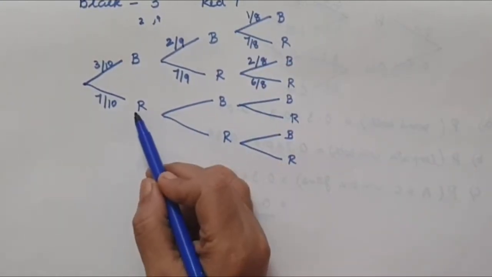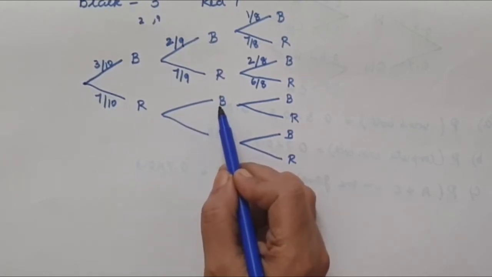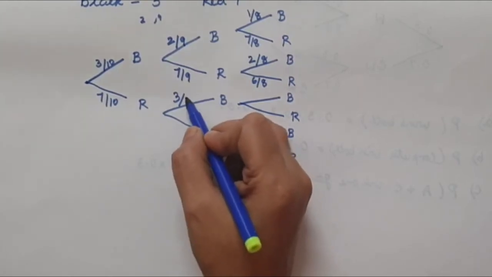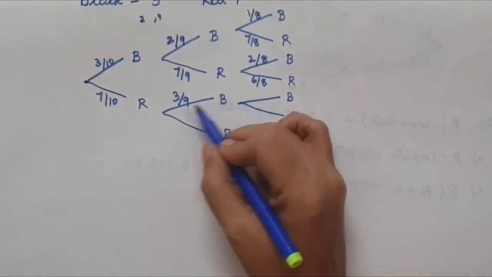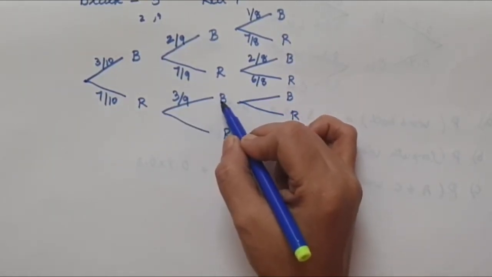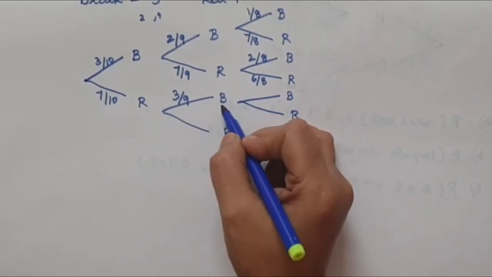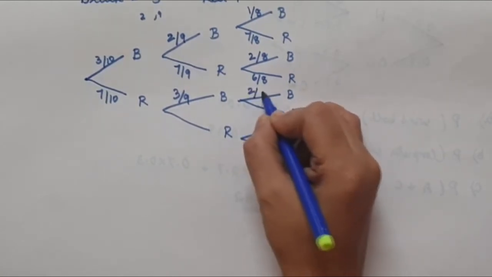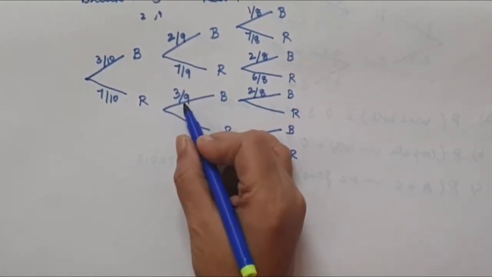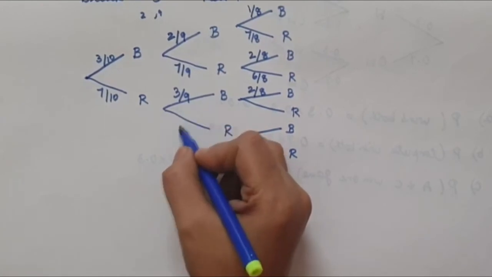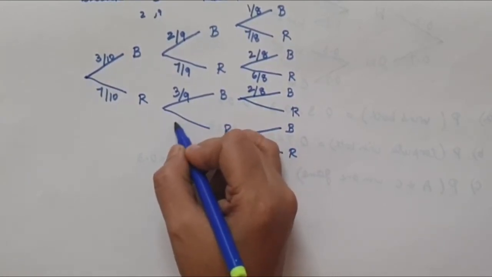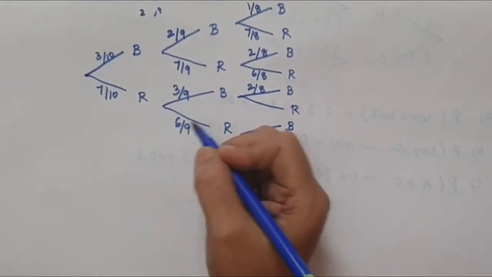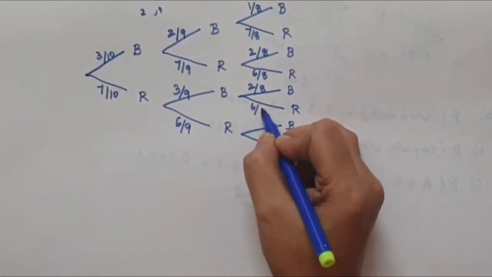Now here red is removed, so there will not be any change in the black. But the total alone will reduce from 10 to 9. Here also, 1 red is removed, 1 black is removed. So 1 black is removed, so automatically it will be 2 over 8. So when we fill in one branch, no need to go again and check, we can just subtract it. So 1 red is removed, so automatically it will be 6 over 9. These two will add up to 1. Here it will become 6 over 8.